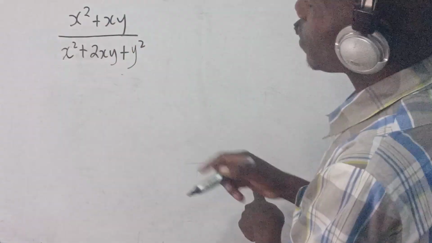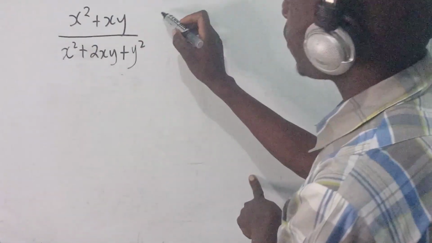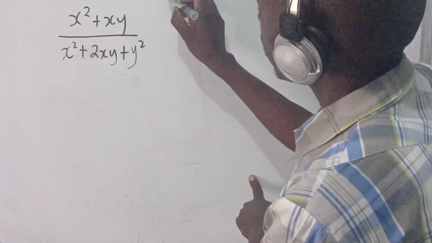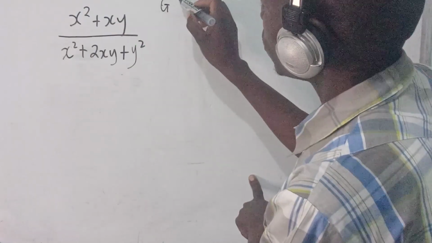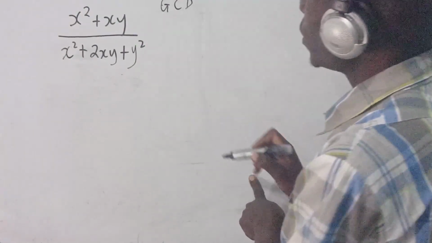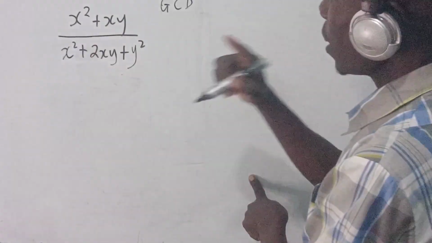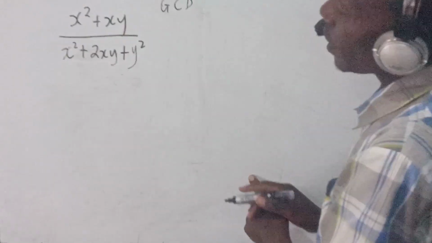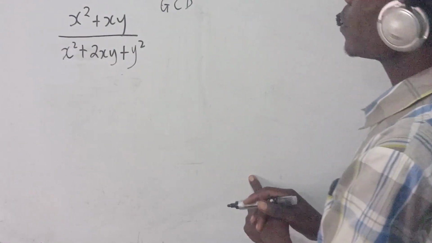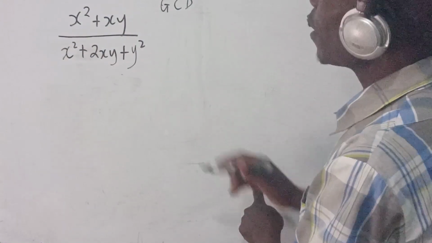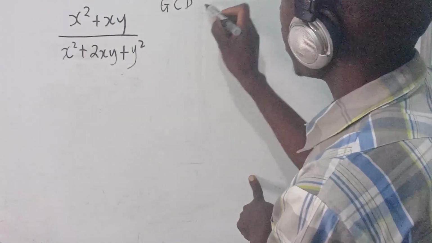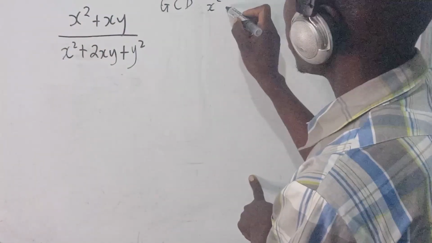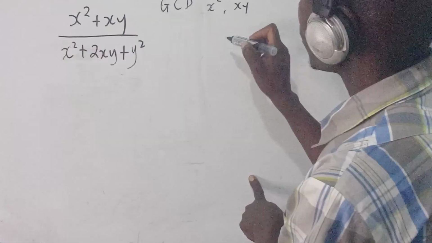Any two-term expression can be simplified mainly by using a method we call the GCD. GCD is the greatest common divisor. How do you use algebraic terms or expression to do that? We have two terms here. We have x squared and xy.